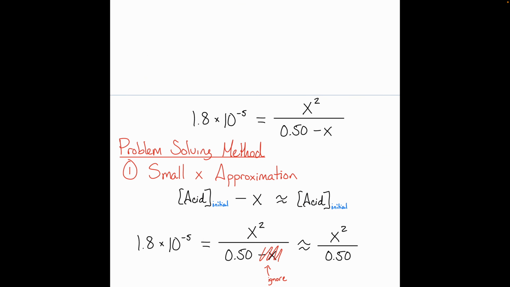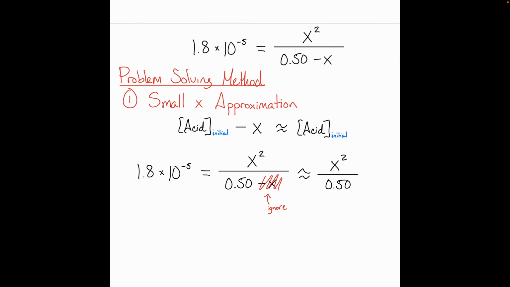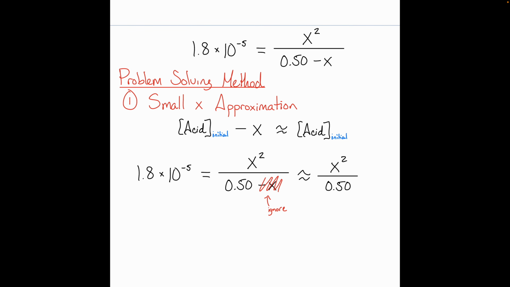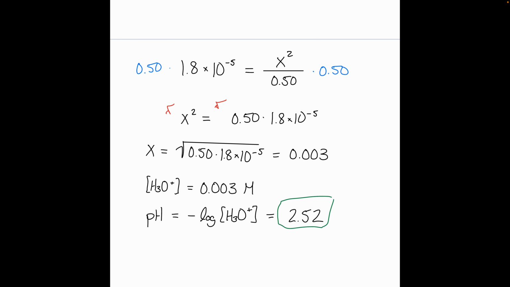Once we get that, we learned our problem-solving method, our first one, and we'll talk more about this in a second, our small x approximation, where we're going to say, all right, x is some teeny tiny value, so I'm going to take my initial concentration minus x and assume that that's the same thing as just the initial concentration, or approximate it rather as just that initial concentration. That allowed me to solve for x, which was the concentration of hydronium ions, and then finally get the pH of that solution by taking the negative log of that concentration.